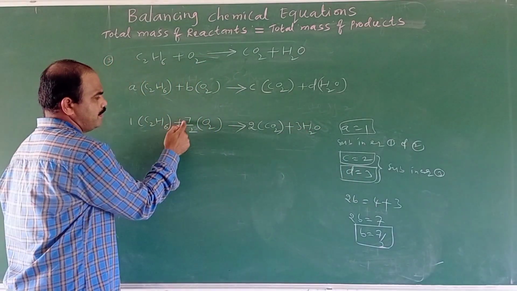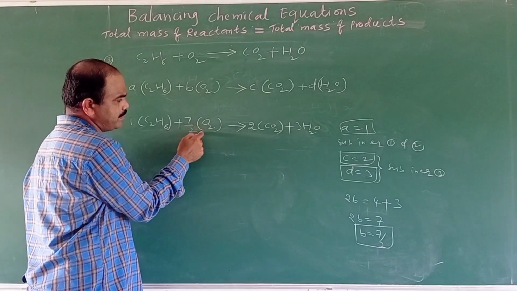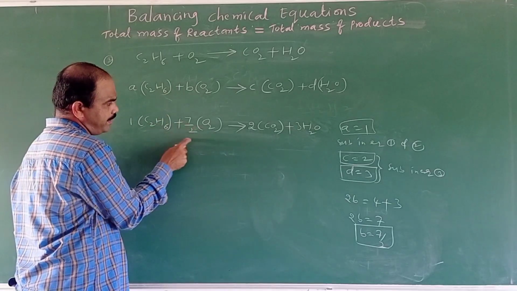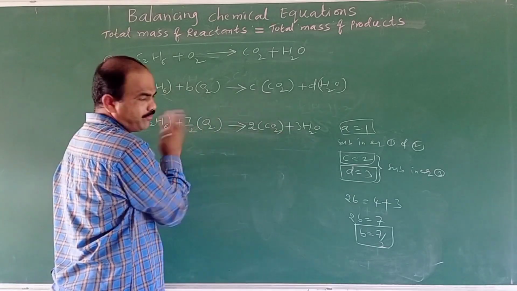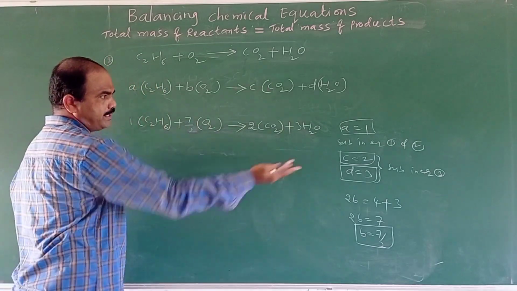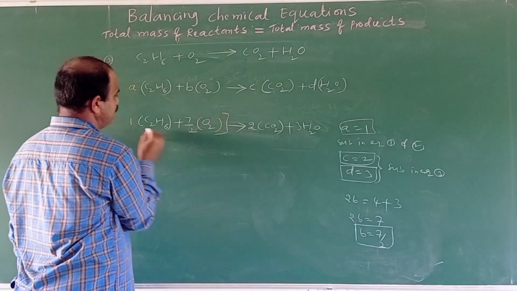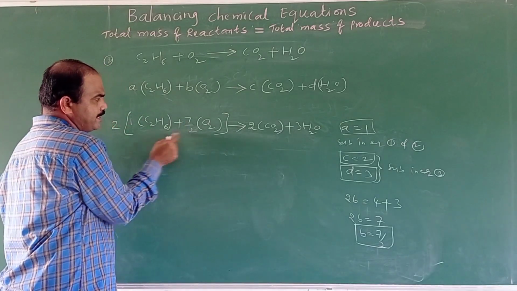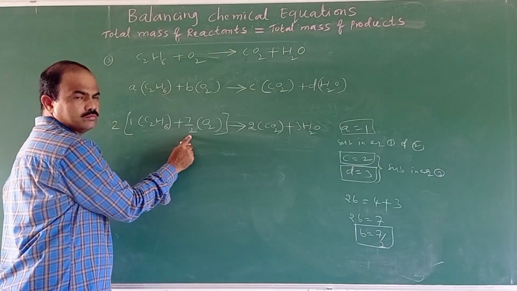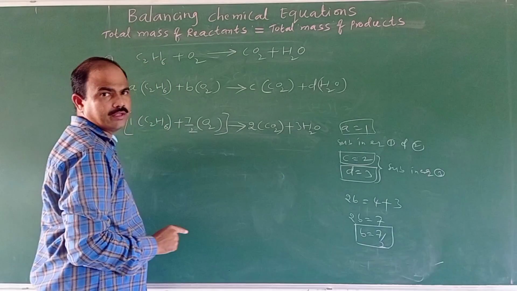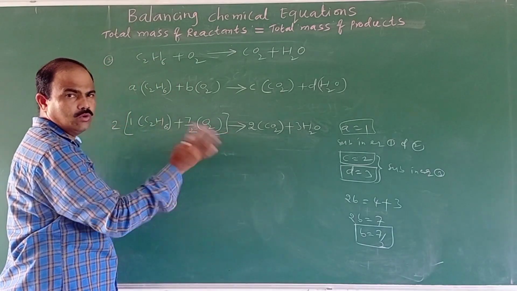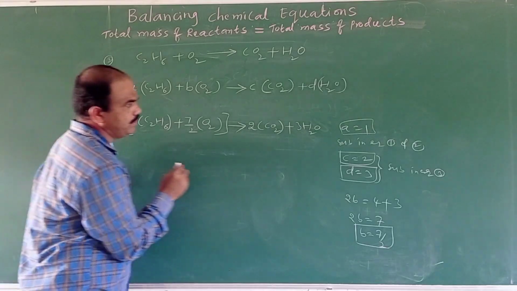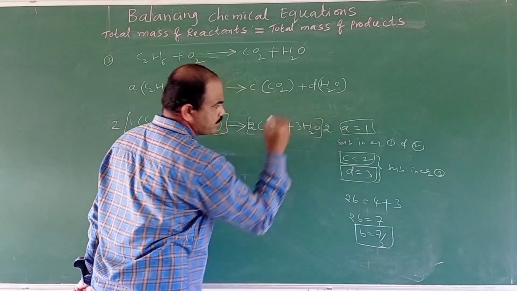But here 7 by 2 oxygen is there, and this is not the correct way. To correct this one, in the denominator what is there? 2, and 2 is multiplied on the left hand side and the right hand side, on the reactant side and on the product side, so then these 2 will be cancelled. And when fractions come like this, you have to take the LCM of the denominators and multiply with it on both sides. So when the left side or the reactant side is multiplied with 2, on the product side I am also multiplying with 2.